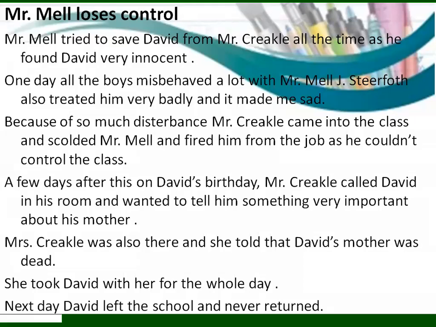Okay, so Mr. Mel was saving David from Mr. Creakle all the time, but he found David very innocent because he hadn't done anything wrong. One day all the boys misbehaved a lot with Mr. Mel. James Steerforth also treated him very badly and it made me sad. Means David is saying that one day all the boys were singing, dancing and jumping, and they were making so much noise in the class, and Mr. Mel lost control over there.